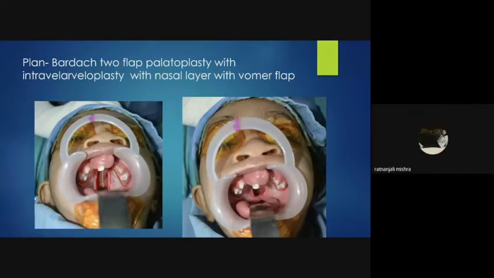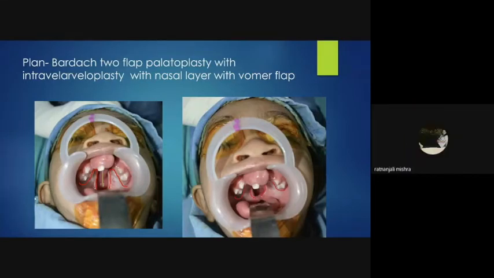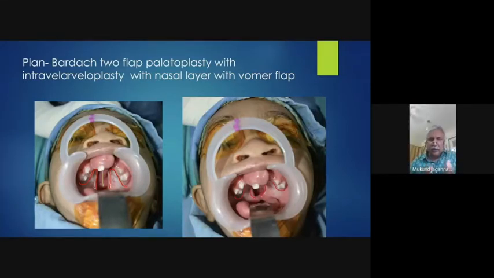The vomer starts narrowing as it goes posteriorly. Yes or no? Yes, sir. The vomer starts narrowing as it goes posteriorly. You have reached a point where you have elevated the vomer flaps and you have sutured them to the nasal mucosa. Now, just behind that, the nasal mucosa is still far apart and it's not coming to the midline. What do you do?